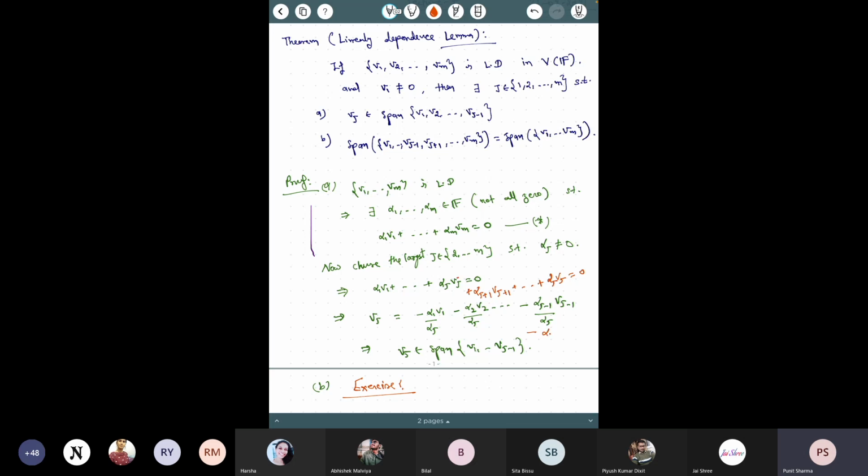Then there would be alpha j plus 1 divided by alpha j times vj plus 1 and so on. But what I want to say is that vj can be written as a linear combination of the preceding vectors, because I want to prove that vj is a linear combination of v1 to vj. But if you want to say that vj is a linear combination of the remaining vectors, that means the vectors except vj, then in that case you can choose any j.